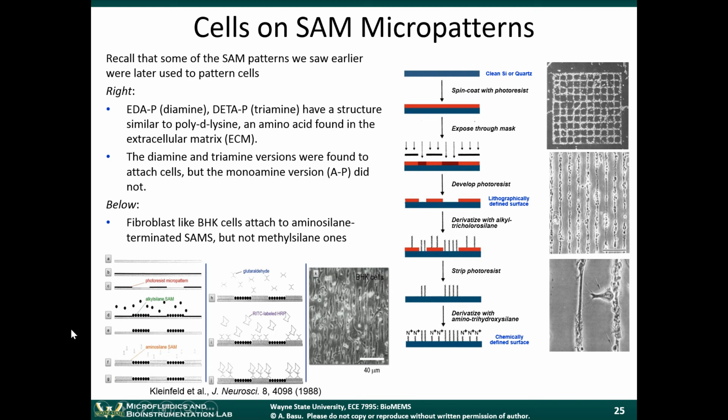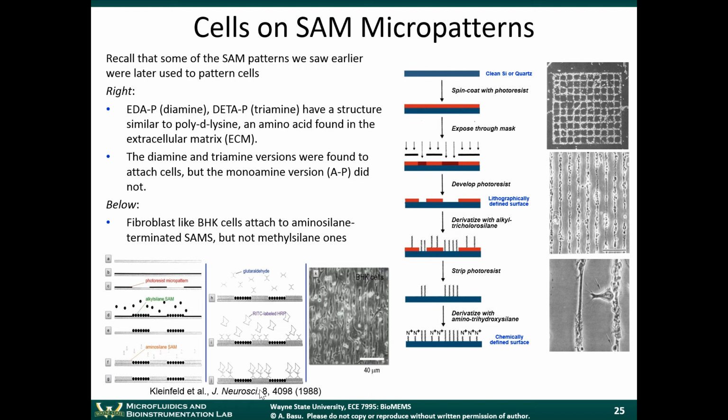Then today we talked about how you could pattern cells by patterning the adhesive protein. So if you can pattern an adhesive protein like glutaraldehyde, then just by plating the cells over it, the cells will selectively attach to these glutaraldehyde regions. Okay, so the lesson here is that by patterning the surface properties, you can get the cells to attach to certain regions.